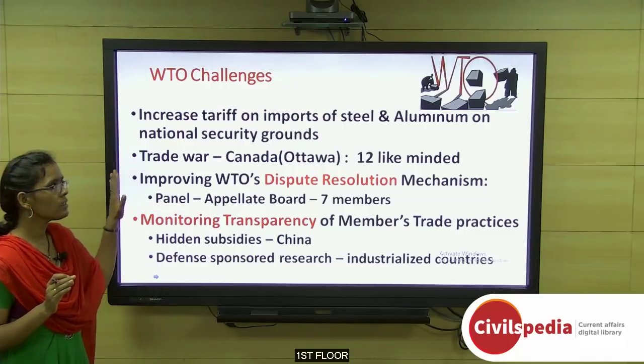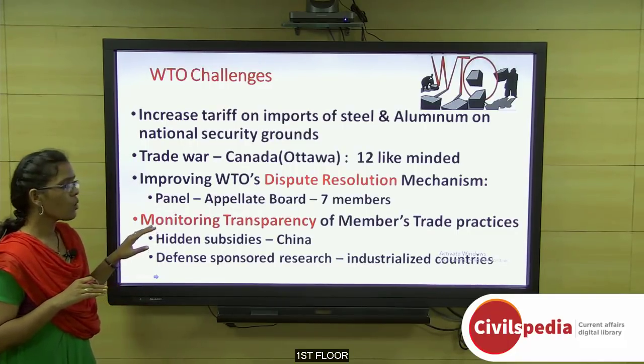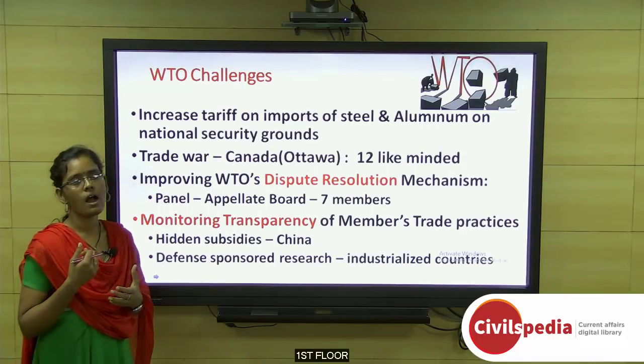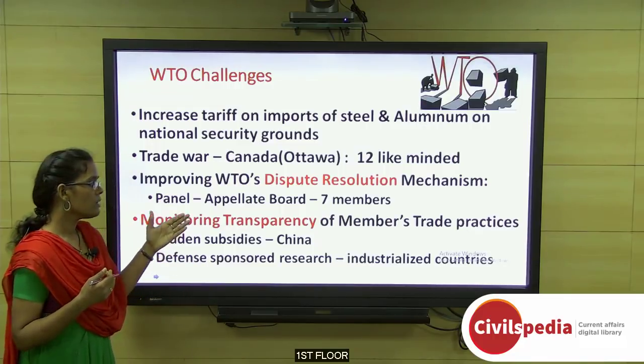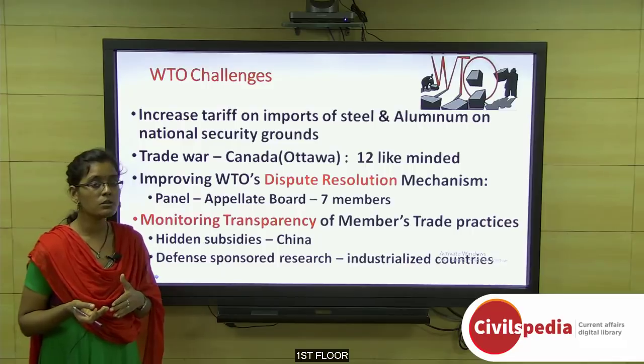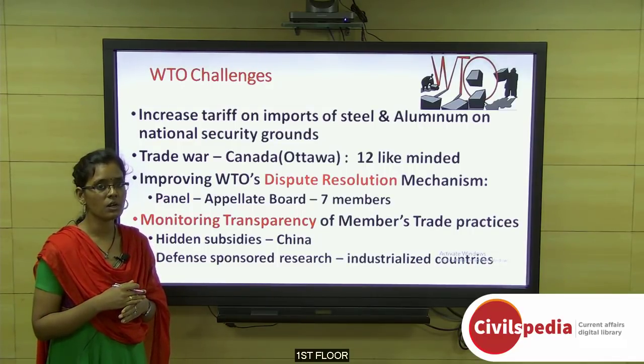The US is saying that the WTO is not ensuring free and fair trading practices. So how to curtail these hidden subsidies is another major talking point in front of the WTO. But these hidden subsidies are not only happening with respect to China. It has happened with the earlier developed countries also.